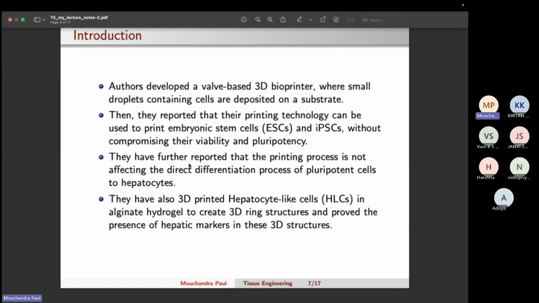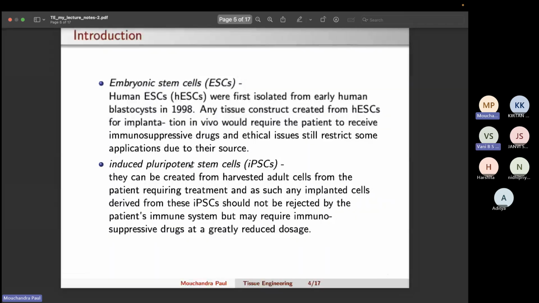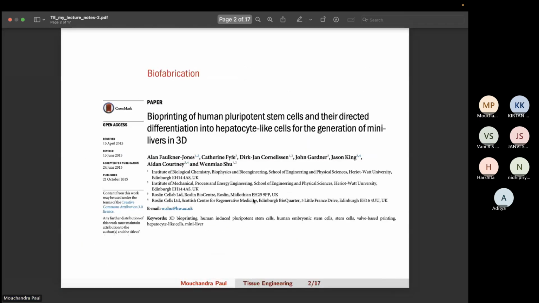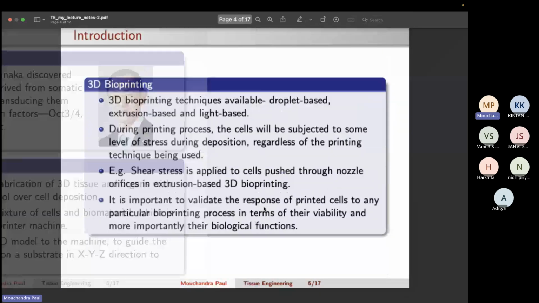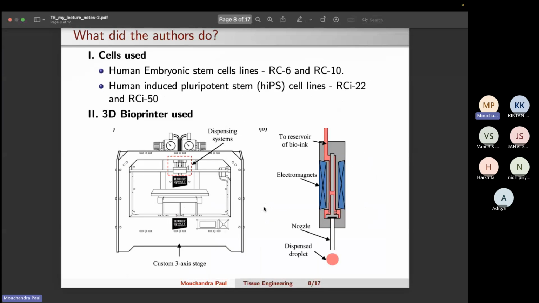The authors are from the Roslin Cells Limited. So this is the company, all right. This company is based in the UK and they are making these cell lines. And the authors have used these cell lines RC6 and RC10 from them in this study.